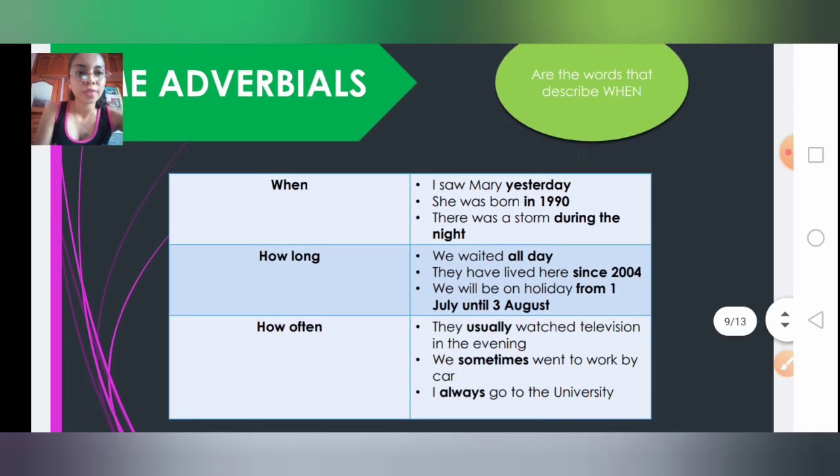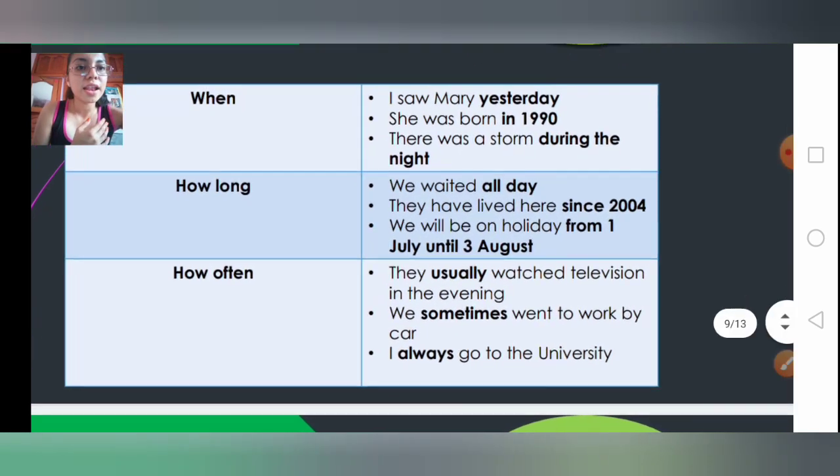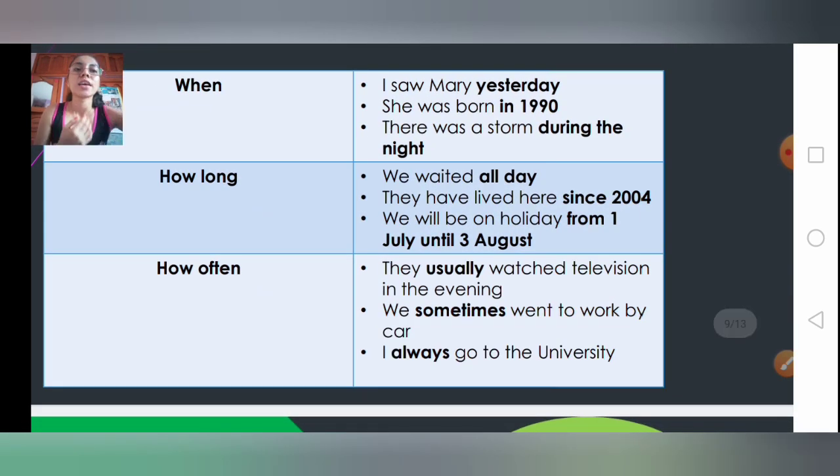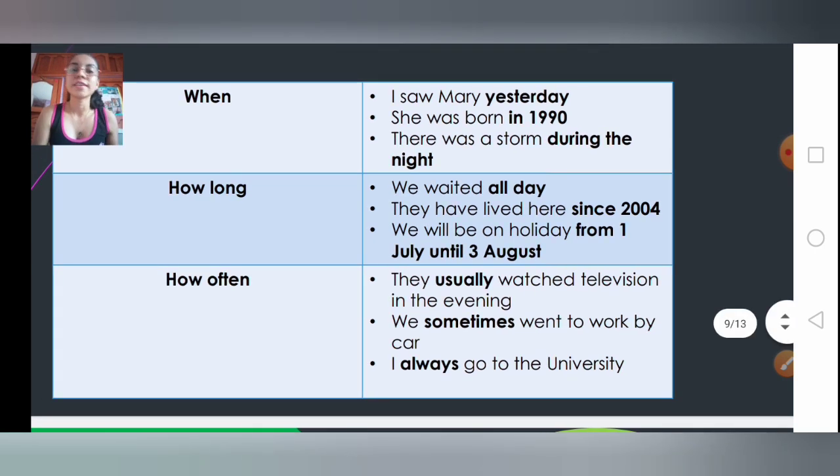And how long? The examples are: we waited all day. They have lived here since 2004. We will be on holiday from 1 July until 3 August. The time is all day, since 2004, from 1 July until 3 August.